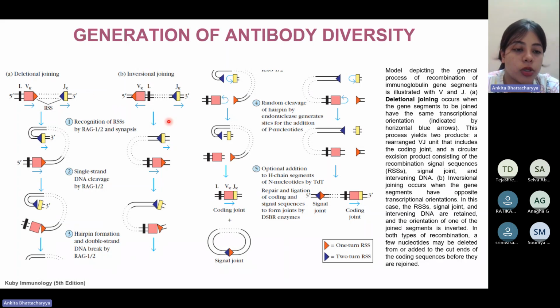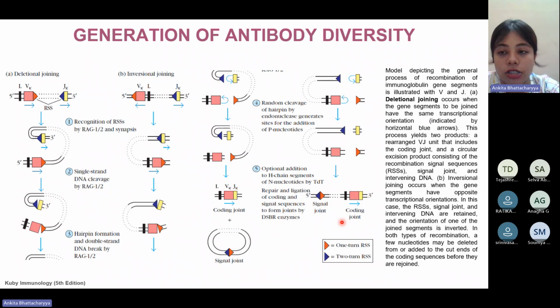In case of inversional joining, we see that the process occurs in a similar manner, but instead of getting excised, what happens is that there is the cleavage of the hairpin by endonucleases, which will generate sites for P nucleotide and N nucleotide addition. I'll come to it later. But instead of getting excised out, what happens is that there is repair and ligation to form a signal joint and a coding joint, which is being retained. We will just go through the legend so it becomes a little more clear.